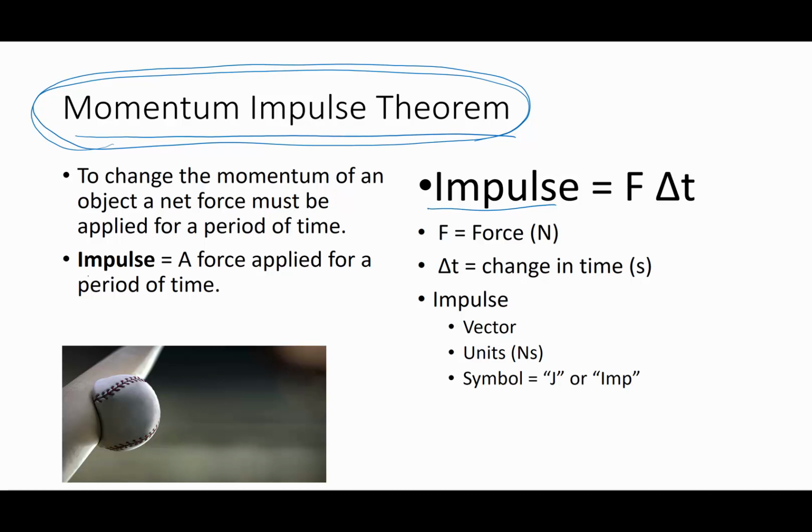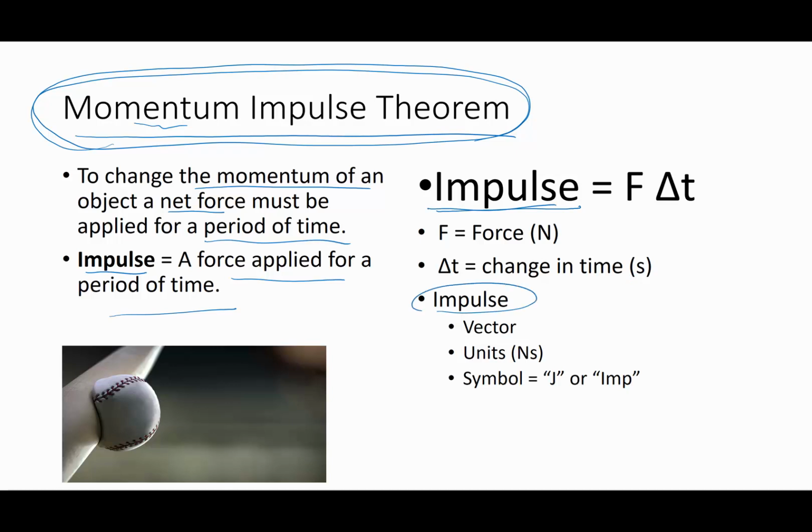Impulse is the idea that if you want to change the momentum of an object, you've got to apply a force for some period of time. That makes sense, but there is actually an equation that describes that, and it's called impulse. Impulse is the force applied for a period of time that changes the momentum of an object. So the equation for impulse is force times the amount of time that force acts. Force is in newtons. Time, of course, is in seconds.